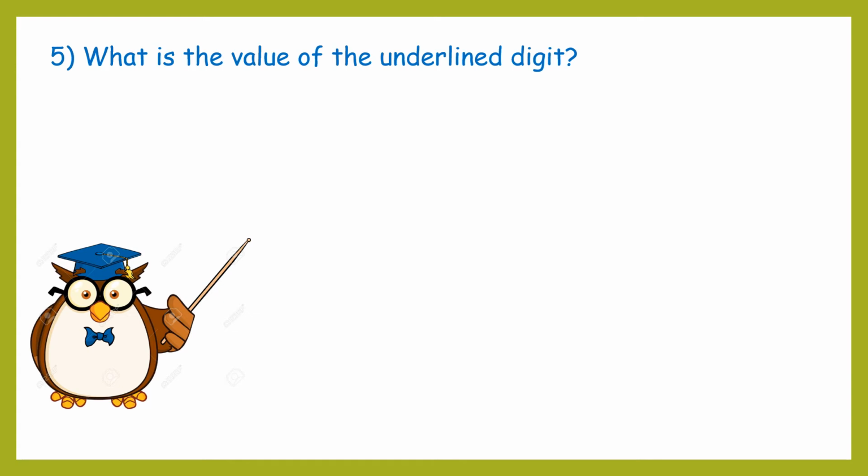Number 5. What is the value of the underlined digit? Now, before you answer, let's recap our lesson. Now, look at this number. As I always said before, label the number. So here you can see TO. This letter T means tens, and the O here means ones.